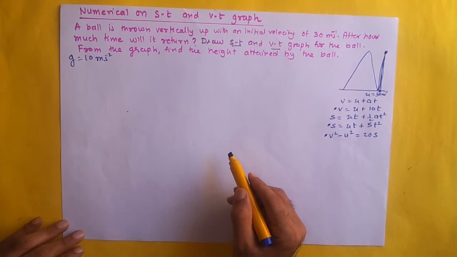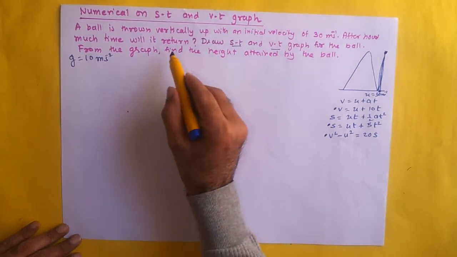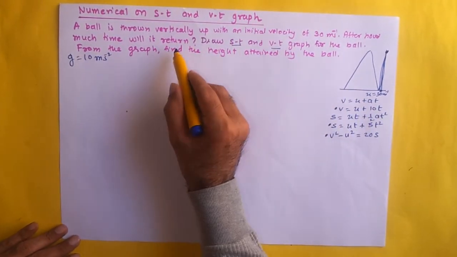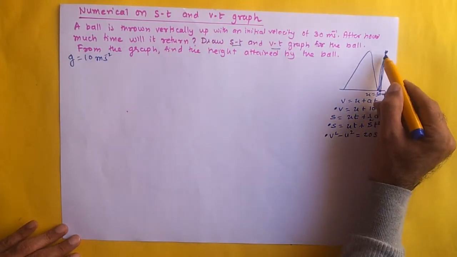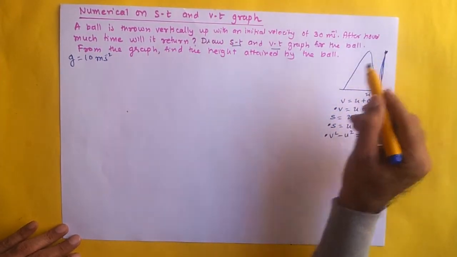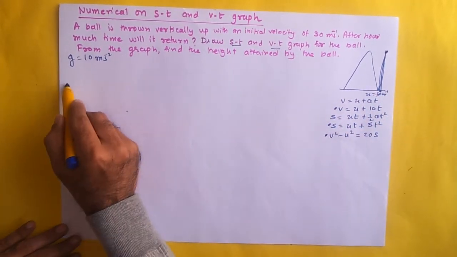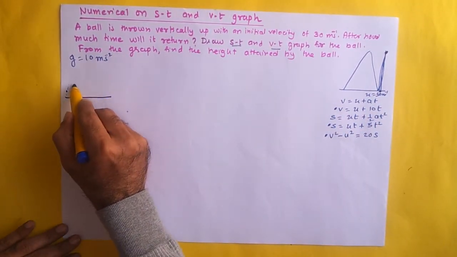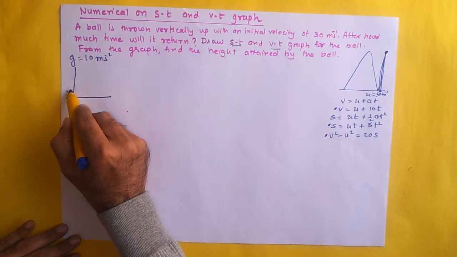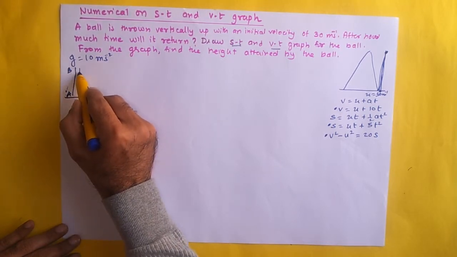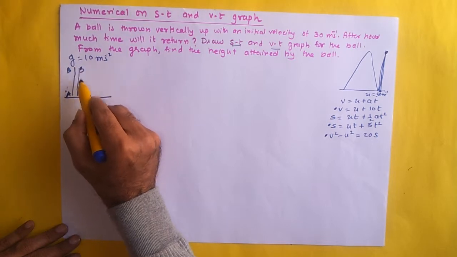Okay, let's quickly get into first finding out how much time the ball will take to return. So it's going up. Let's first look at the upward journey. Let me show it over here. For the upward journey, let us say this is A, B, and then it starts coming back, and let us say this is B, C.